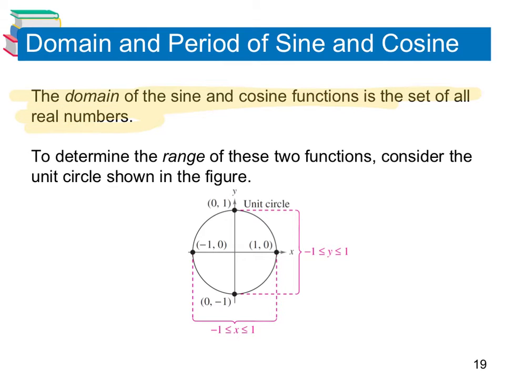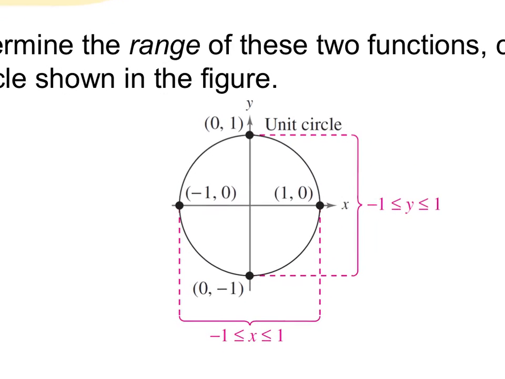To determine the range of these two functions, we consider the unit circle. So for x and for y, all of our values are going to be in between -1 and 1. Our radius is always going to be 1 here. So our range for sine and for cosine is always in between -1 and 1. So our x values and our y values are always going to be in between -1 and 1.